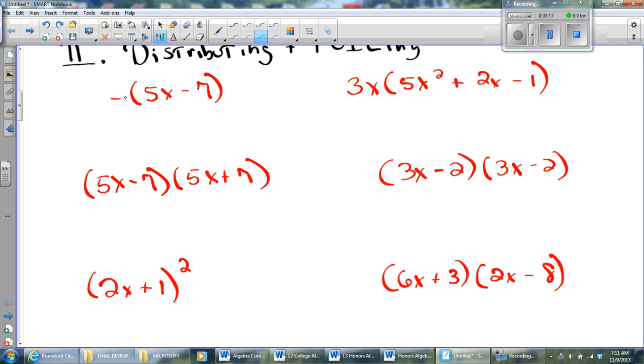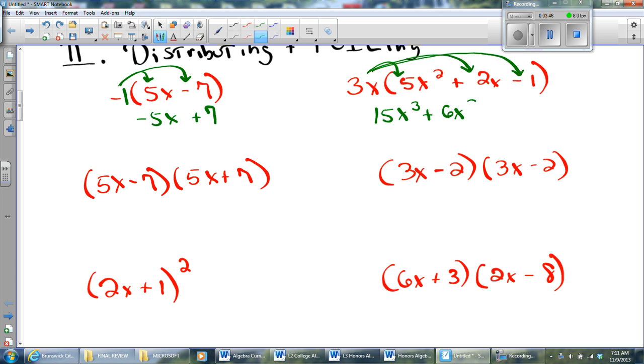Here they come. On this one here, I have to distribute a negative, right? We've done this before. And so I will have a negative 5x plus 7. Remember, distributing a negative is like distributing a negative 1, multiplying everything inside the quantity by negative 1. All right, this one here, I'm going to distribute the 3x to all 3 terms. And 3x times 5x is 15x cubed. 3x times 2x is 6x squared. And 3x times negative 1, negative 3x.